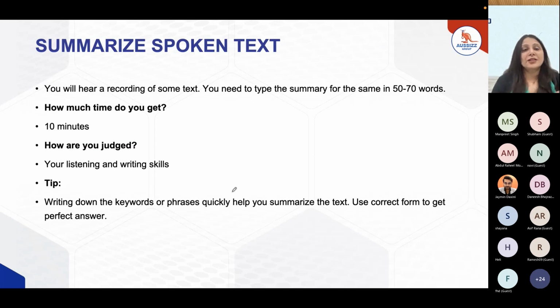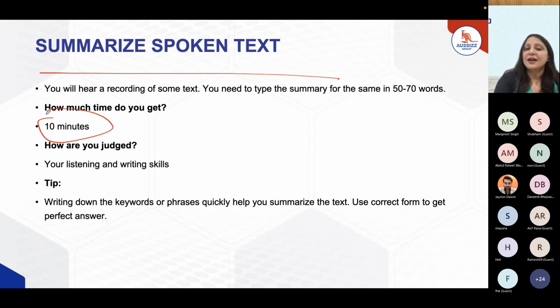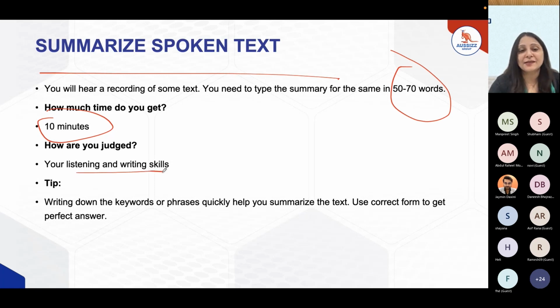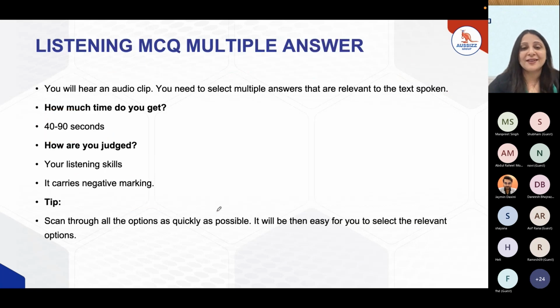Next part, listening section. There are 8 tasks. Summarize spoken text. You will get a separate 10 minute timer. It is almost similar to read a lecture of speaking. You have to write between 50 to 70 words and you are judged on listening and writing skills. Use keywords, write them on your notepad and take them here.